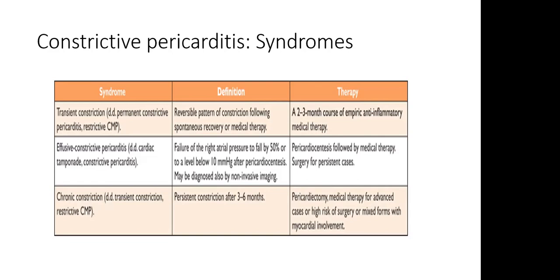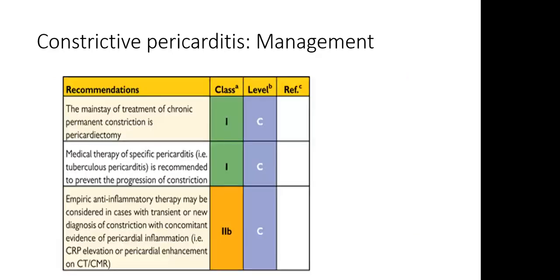And for chronic constriction, the differentials could involve transient constriction with cardiomyopathy; persistent constriction for about 3 to 6 months, and a pericardiectomy is advised here, with medical therapy for advanced cases, high-risk surgery, or mixed forms with myocardial involvement. Okay, so the primary management for constrictive pericarditis is pericardiectomy, and medical therapy of specific pericarditis, for example tuberculous pericarditis, is recommended to prevent progression of the constriction. Empirical anti-inflammatory therapy may be considered in case of a new diagnosis of constriction with concomitant evidence of pericardial inflammation.